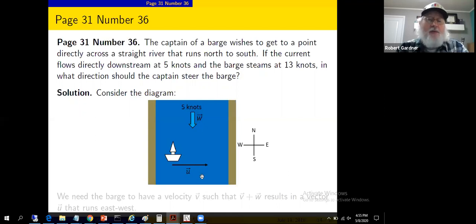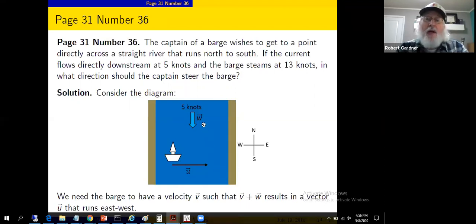to the south, downstream. Okay, so what we need to do is find the velocity v of the barge. It should be a vector that points something in this direction, such that when we take that velocity of the barge plus the velocity of the water, w, that results in this east-west vector. So that's the story, that's the picture, and that's the plan.